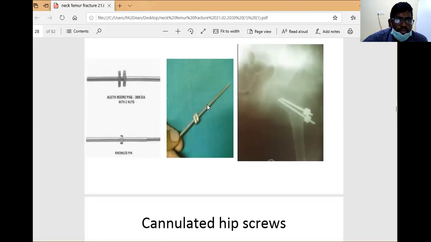These are called Moore's pins. They are used in fractures in children. Fracture neck of femur in children is a different scenario. There is another classification system, the Delbet classification. It is of 4 types. Children's fracture neck of femur classification is Delbet.